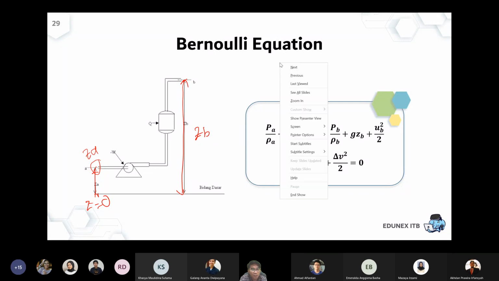The components of the energy in the Bernoulli equation you can see from this one. If you are using this equation: pressure divided by the density, then gravitation times height, then the square of the velocity divided by 2. What will be the unit of each component of the energy?